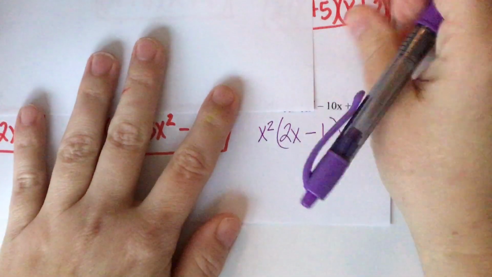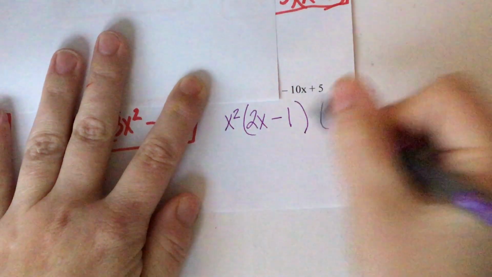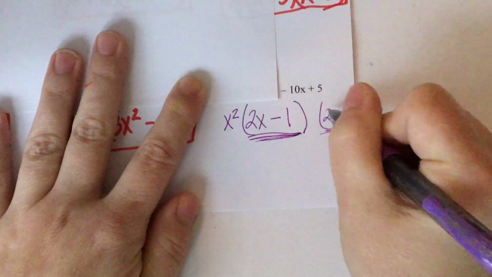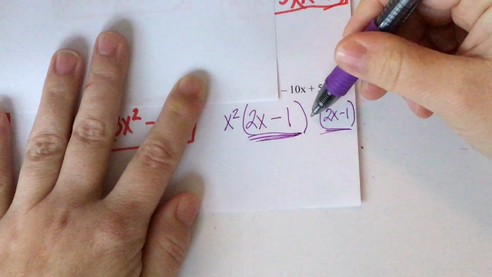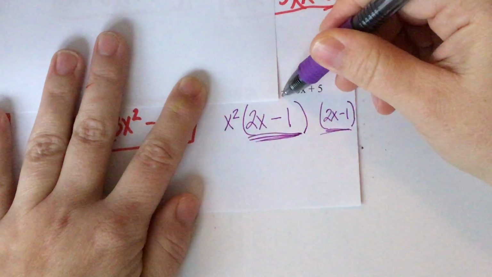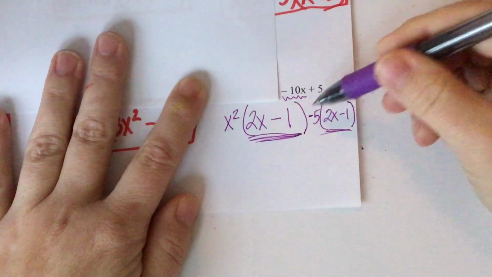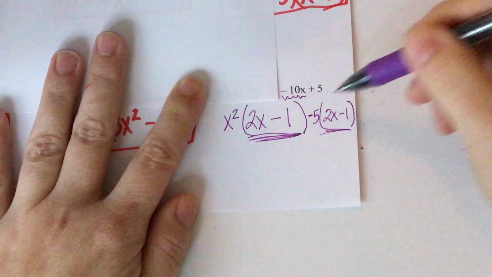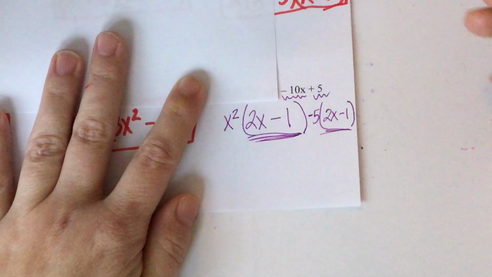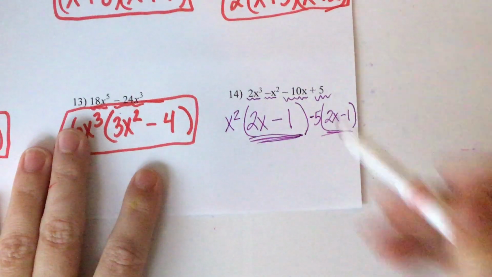Okay, in the back. I can take the GCF out, or I can cheat. Let's cheat. Whatever you write here, you copy here. Now backtrack and figure out the GCF. What times 2x makes a negative 10x? A negative 5. Negative 5 times 2x makes negative 10x. Does negative 5 times negative 1 make a positive 5? Good. So we're good.